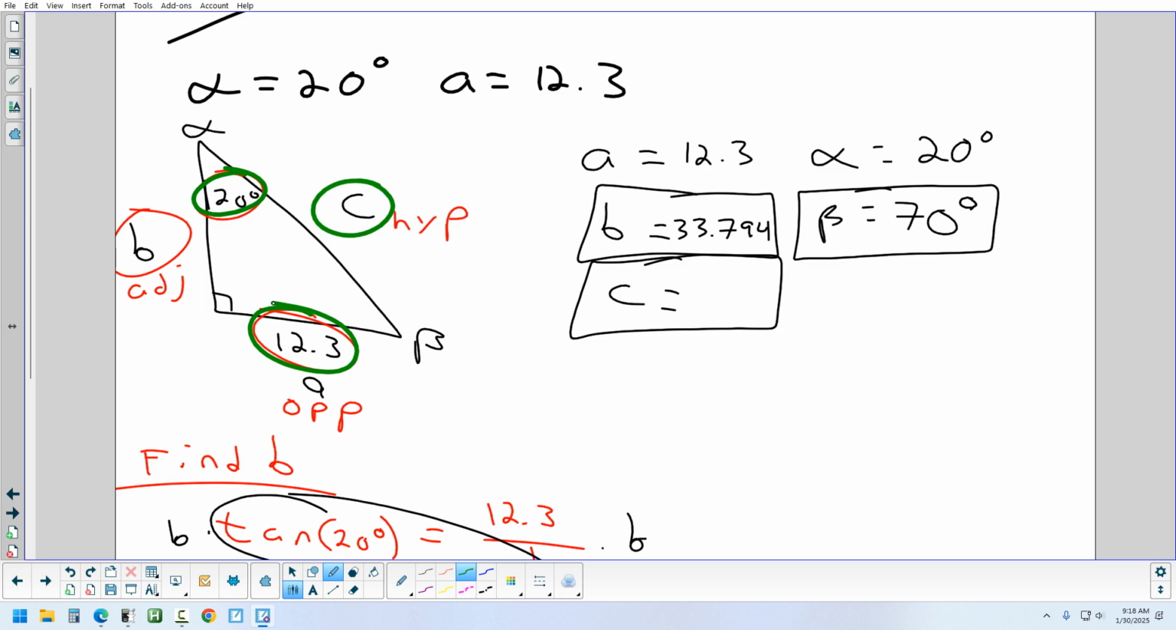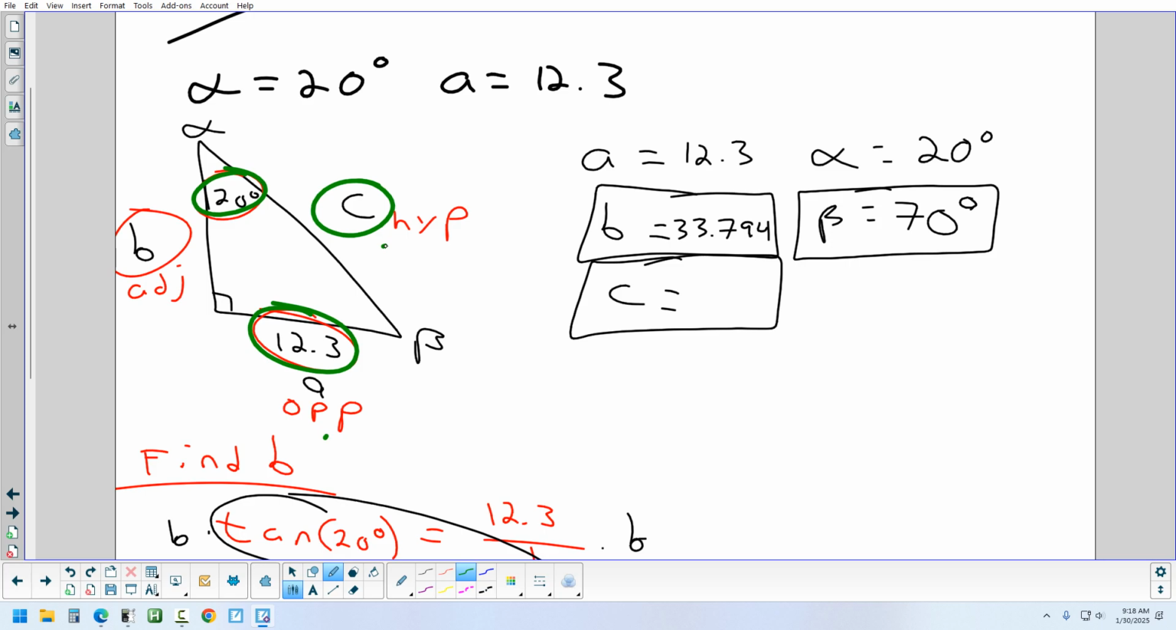James, which trig function would that be to find C? My brain is failing me right now. Oh, sine. You would use sine. You know the opposite, and you want the hypotenuse. The only trig function that has those two out of sine, cosine, and tangent is sine.